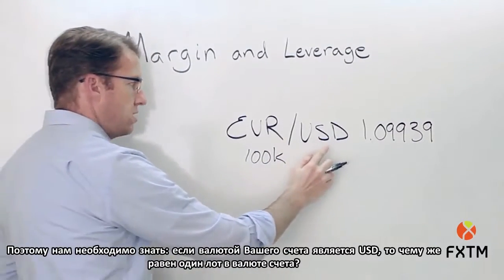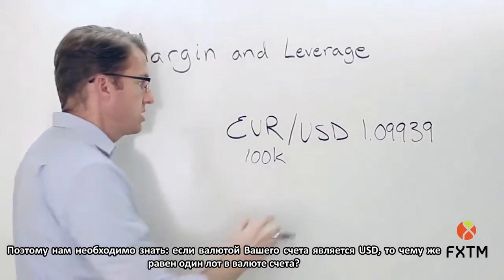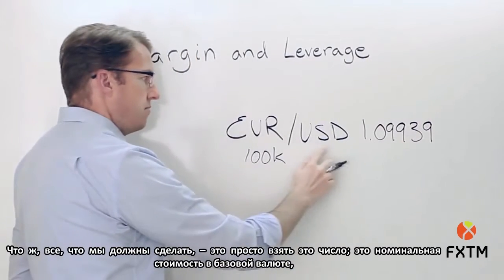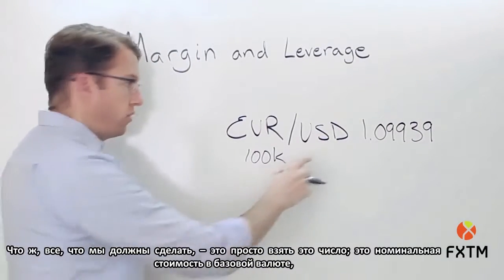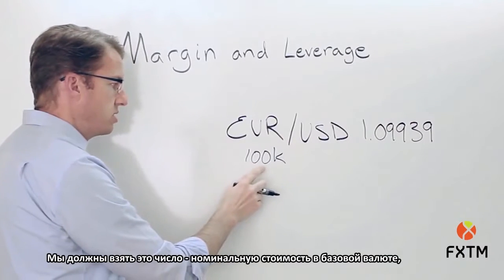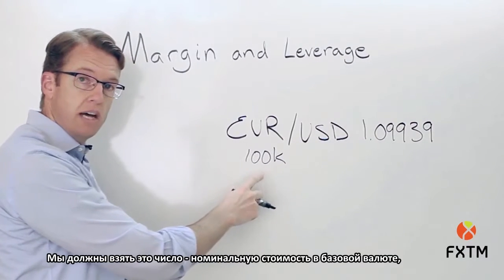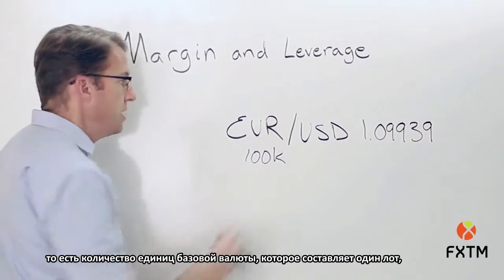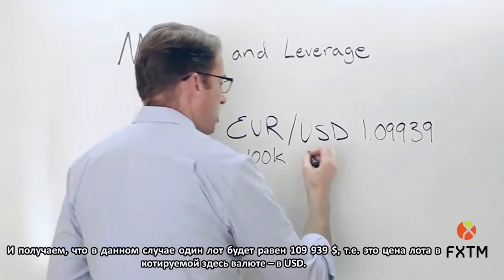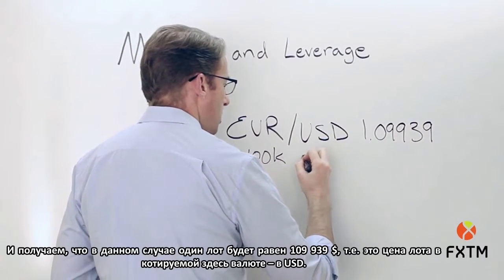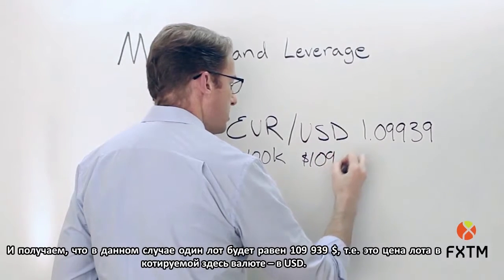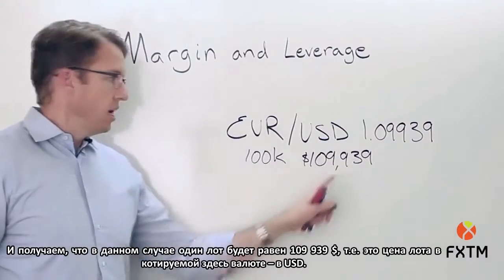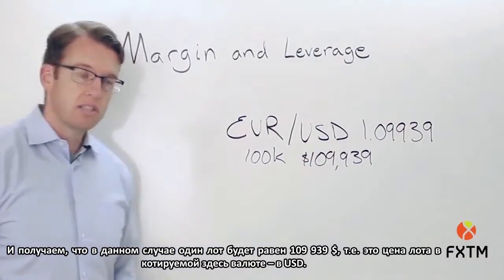So what we need to know, if your account is denominated in US dollars, is what's the notional value of this one lot position if the account currency is the quote currency, which is the dollar? All we would have to do is take the notional value in the base currency, so how many units of the base currency this lot represents, and multiply that by the exchange rate. So in this case, this represents $109,939 of notional currency in the quote currency, the US dollar.